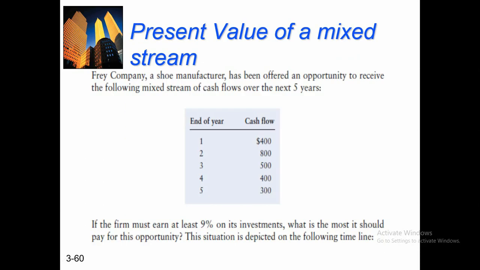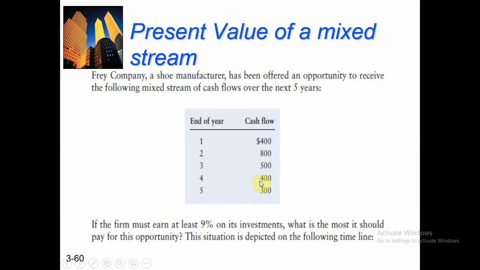So in the next section, in the second case, we will find out about the present value of a mixed stream. Freight company, a shoe manufacturer, has been offered an opportunity to receive the following mixed stream of cash flows over the next 5 years. In the first year it will get 400, and so on. In the last year the company will get 300. If the firm must earn at least 9% on its investment, what is the most it should pay for this opportunity? This situation is depicted on the following timeline.